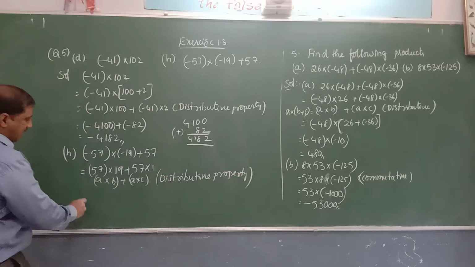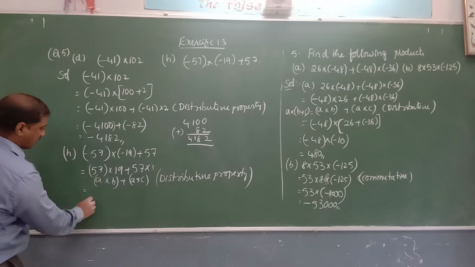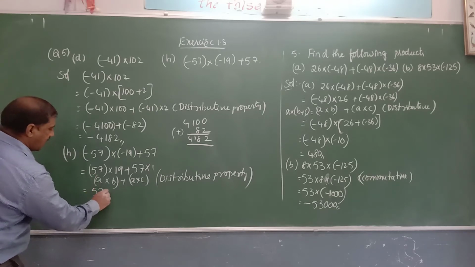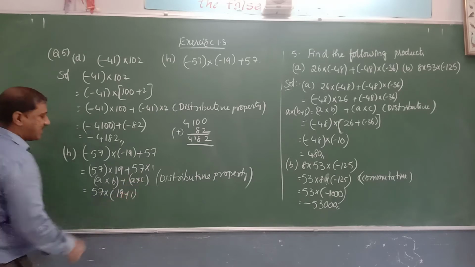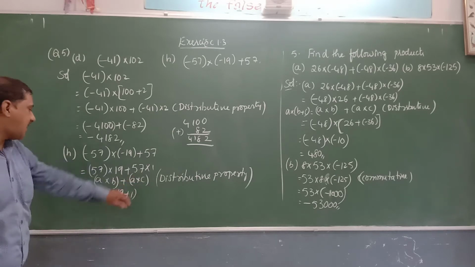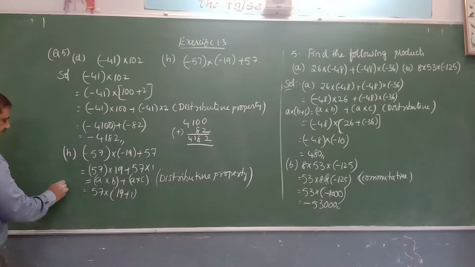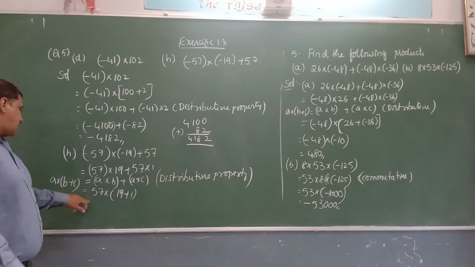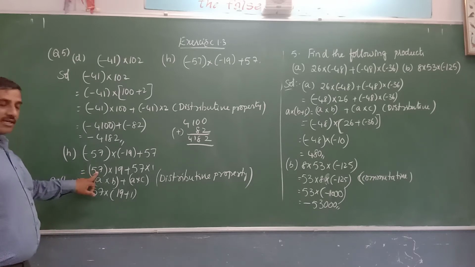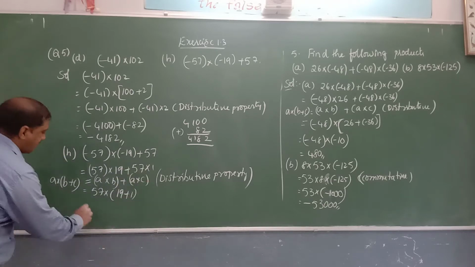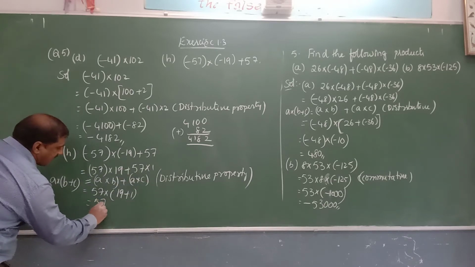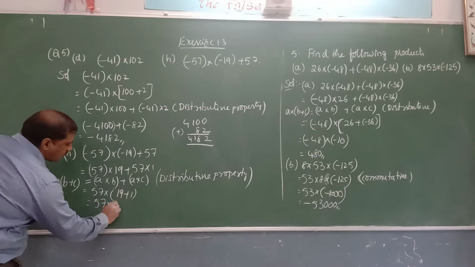Then we need to simplify this. So A is equal to 57, B is equal to 19, and C is equal to 1. A into B plus A into C is equal to A into B plus C. A is 57, which is the common term. That is equal to 57 into 19 plus 1, which is 20.